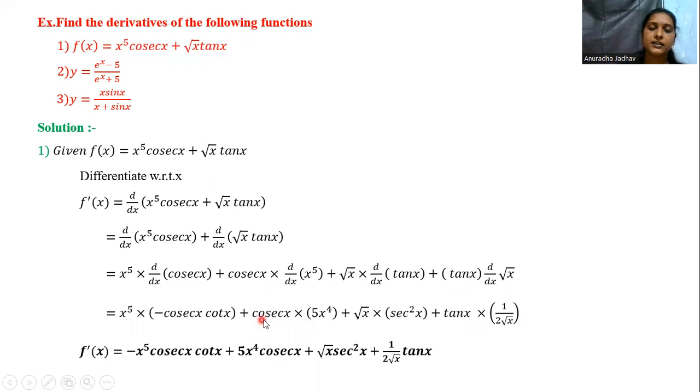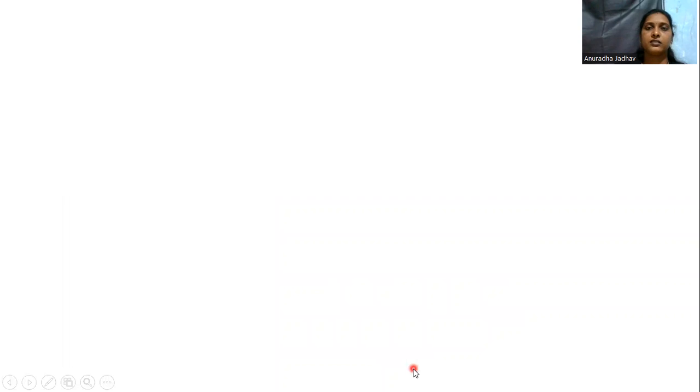And finally write our answer. Take the minus sign outside. x raised to 5 into cosec x into cot x plus 5x raised to 4 cosec x plus root x into sec square x plus 1 upon 2 root x into tan x. This is our first solution.